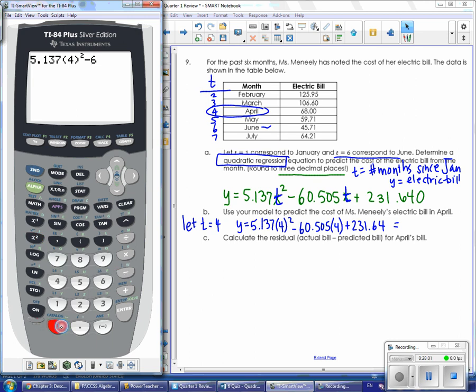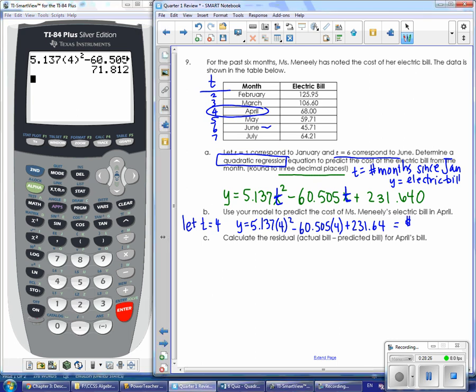It's important that you do that in case you have a negative number, because if you try to square a negative number without using parentheses, your answer is going to end up being negative when it should actually be positive. So just get in the habit of putting parentheses around the numbers when you are substituting. Okay. And so my predicted bill for April, according to my model, would be $71.81 if rounded. That would be my predicted electric bill.